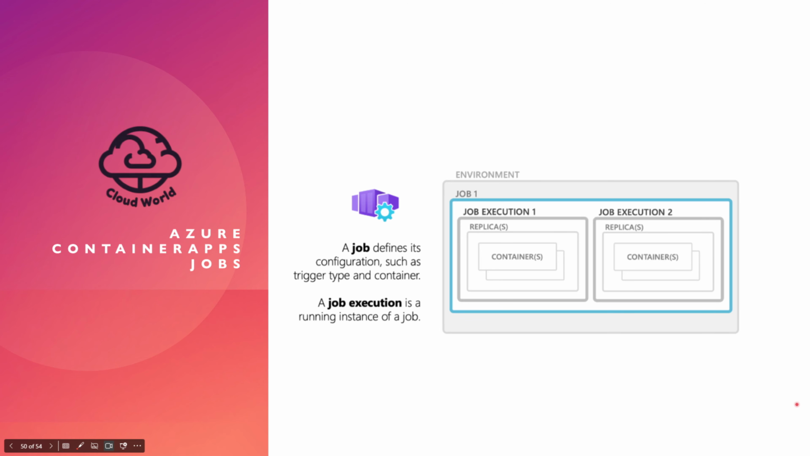And well, you can have jobs that you can initiate manually, via a trigger, or maybe by a basic schedule. So the trigger types that we have in Azure Container Apps could be manual, you could schedule those, or they could be driven by an event. That depends on the requirements that you have.